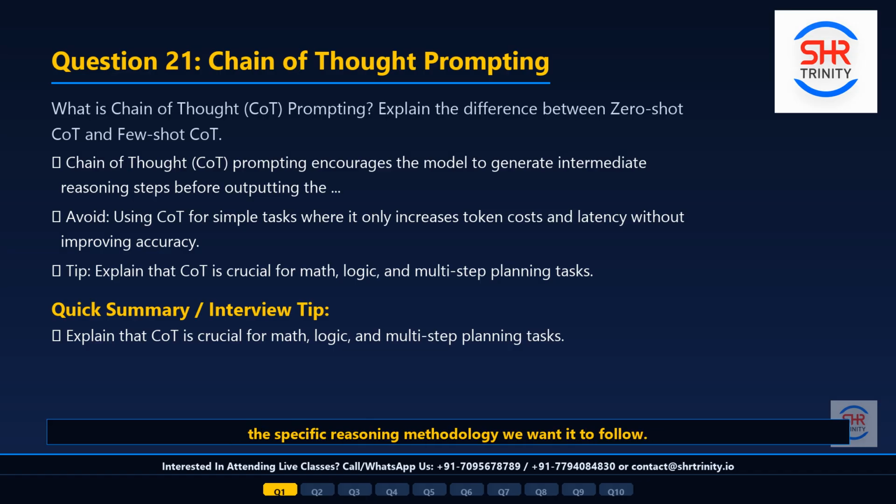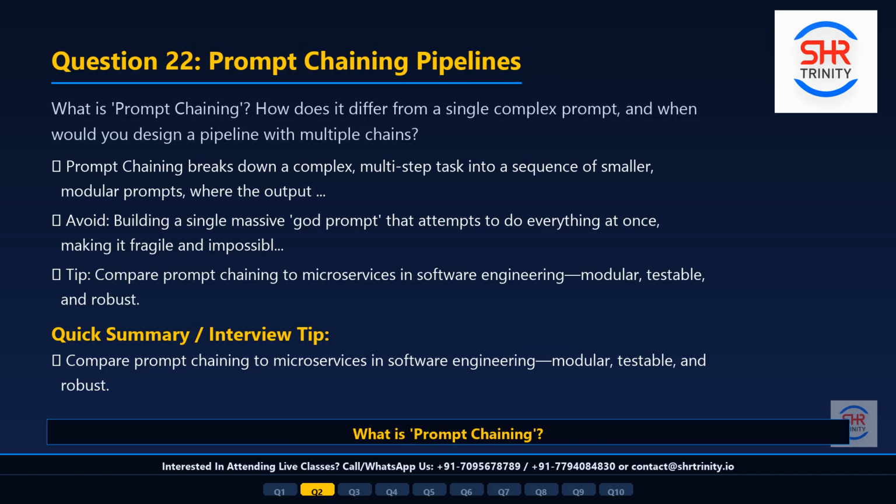Question 22. What is prompt chaining? How does it differ from a single complex prompt, and when would you design a pipeline with multiple chains? Prompt chaining breaks down a complex, multi-step task into a sequence of smaller, modular prompts, where the output of one prompt becomes the input for the next.